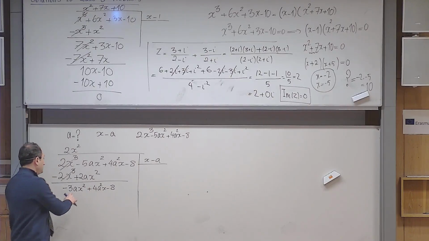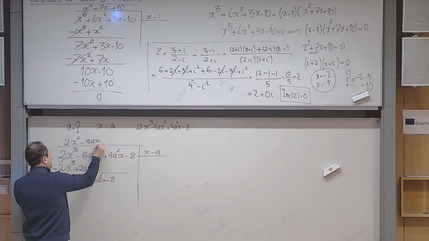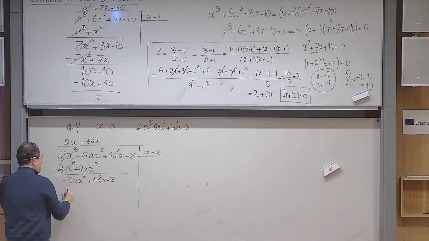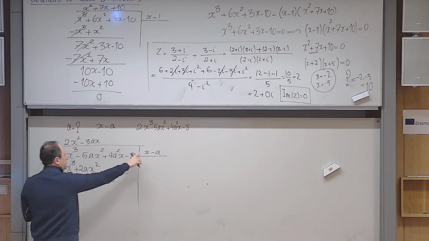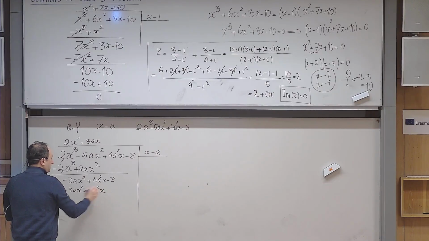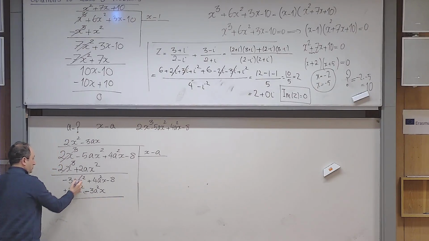And then repeat the process. So what do you do? You divide this by that. It becomes minus 3ax. Yes? And then you multiply it here. It becomes minus 3ax squared, but you have to change the sign. You multiply this by that, it becomes plus 3a squared x. But be careful, you have to change the sign. And then you add them up. So these two are gone.